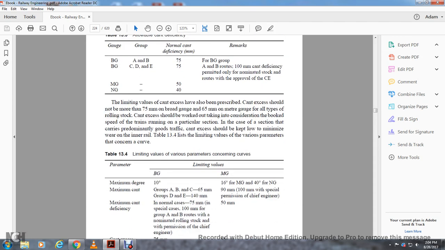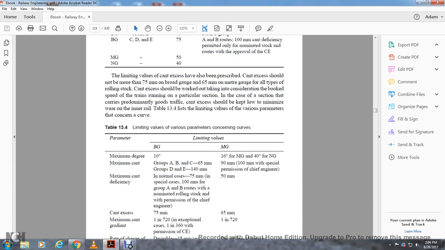Minimum radius: broad gauge 10, meter gauge 16, narrow gauge 40. Maximum cant: groups A, B and C 165 millimeters, groups D and E 140 millimeters, meter gauge 90 millimeters, and 100 millimeters with special permission of the chief engineer. Maximum cant deficiency in the normal case is 75 millimeters, and in special cases 100 millimeters for groups A and B with nominated rolling stock, with the permission of the chief engineer.